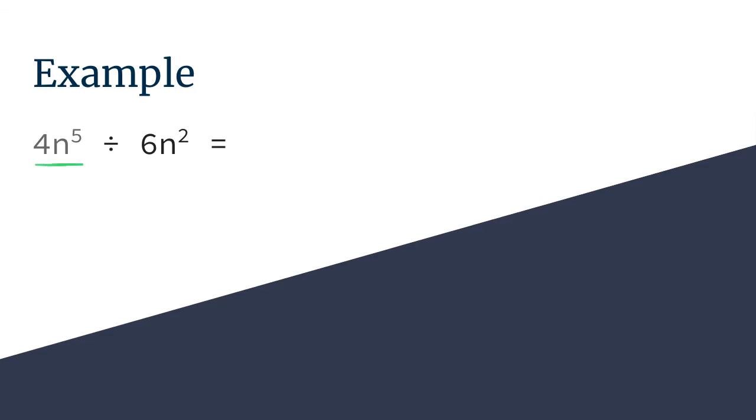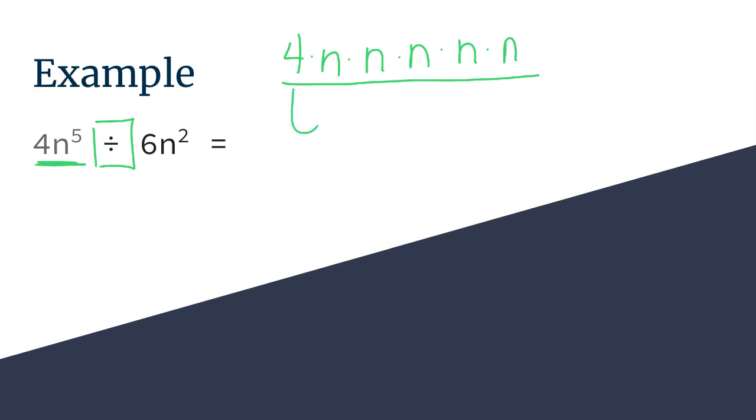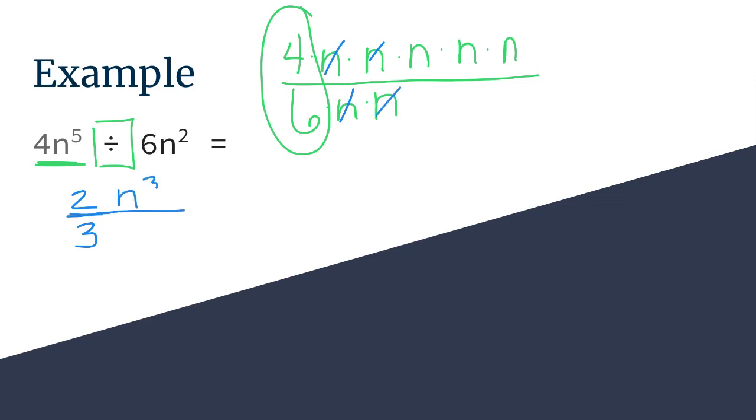All right, so in my numerator, I have 4 and 5 n's. 3, 4, 5. This can be a fraction bar. And I have 6 and 2 n's on the bottom. So first, let's simplify 4 over 6. We'll simplify to 2 over 3. Then I'm going to cancel, cancel, cancel, cancel. And I can either put my n to the third power in my numerator, or if that looks messy to you, you can just stick it off to the side. There are my answers.